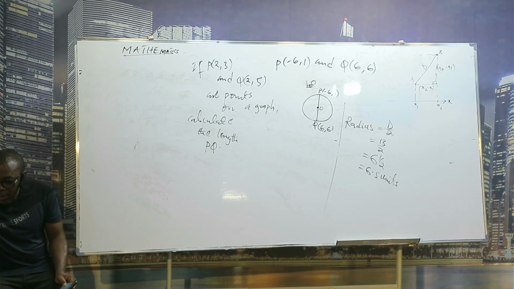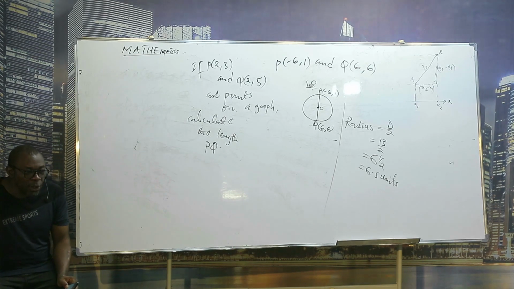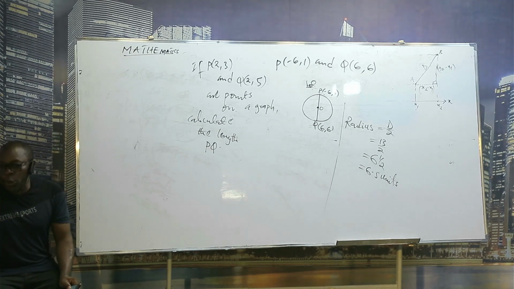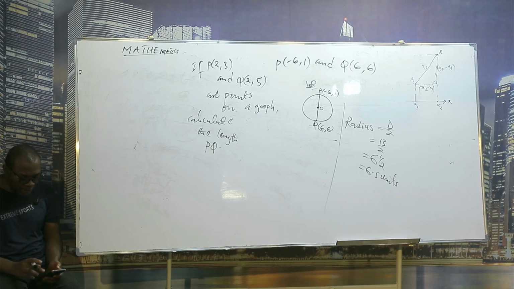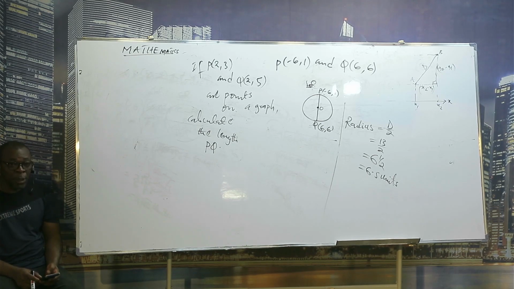Are you done solving? What is the answer? 2 units. At least once in your life, you got something right. You should be happy. You should be proud of yourself. We are moving.